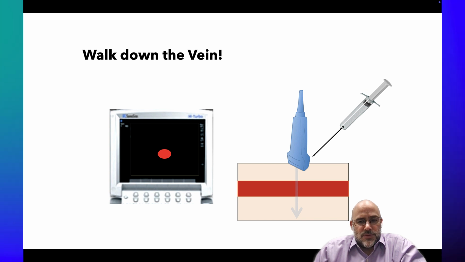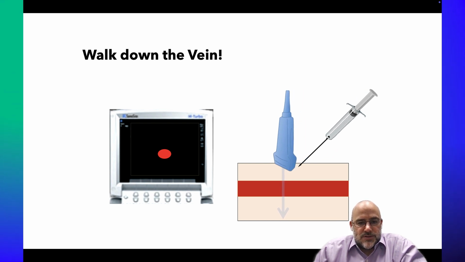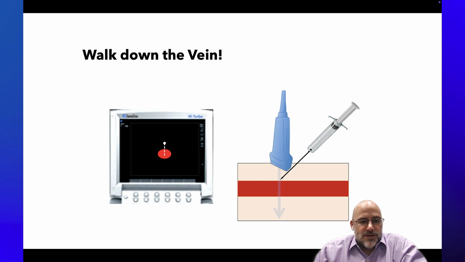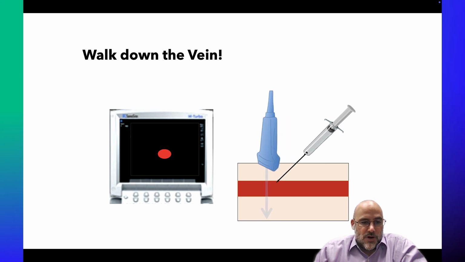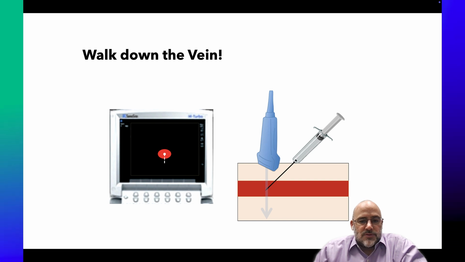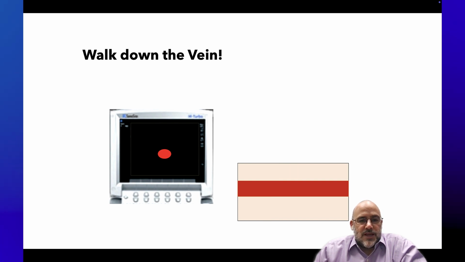We're going to see that one more time here. So, boom, as soon as we see that dot, move that transducer, either by fanning or by translating the transducer up the arm or proximal on the patient, and you'll see yourself walk down the vein.